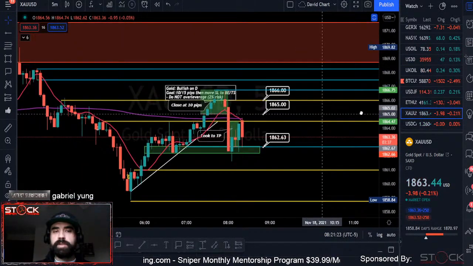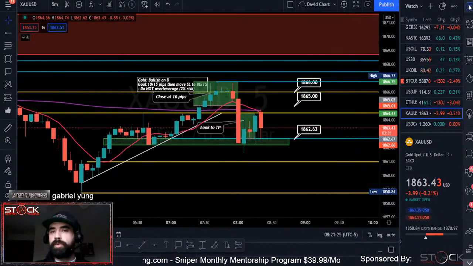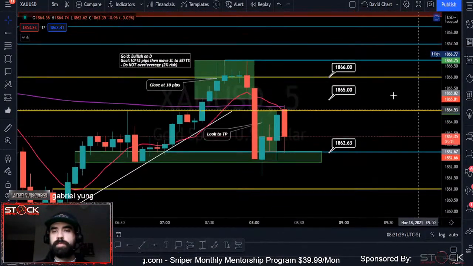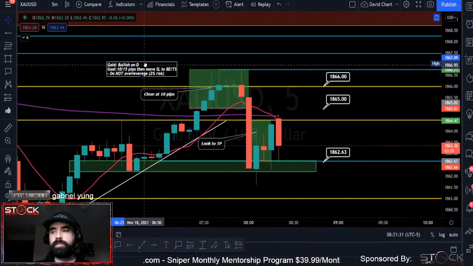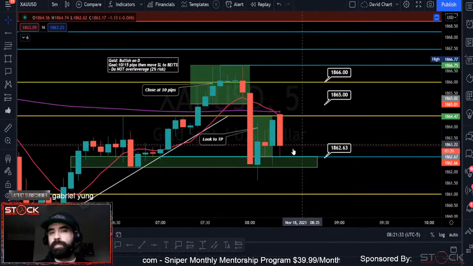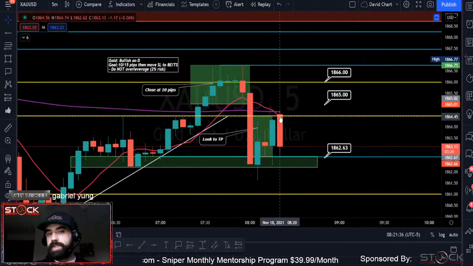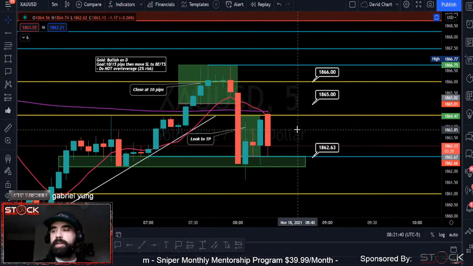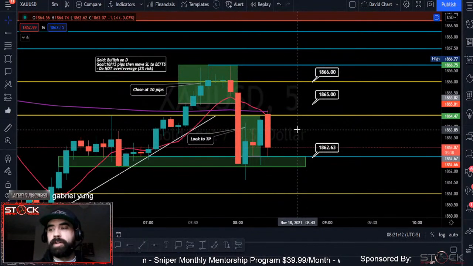Push-pull move, guys. Push-pull move leading into 8:30. All right, look, it actually went bullish, was negated at the moving average, the 200. You can see it started to sell off here, okay? So it's a critical area right now, critical area.